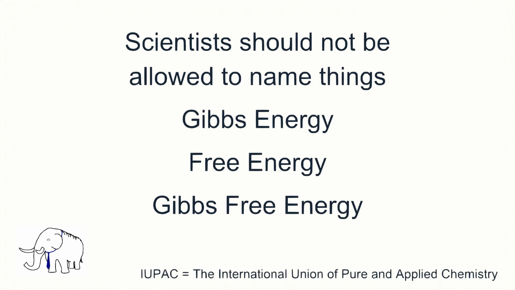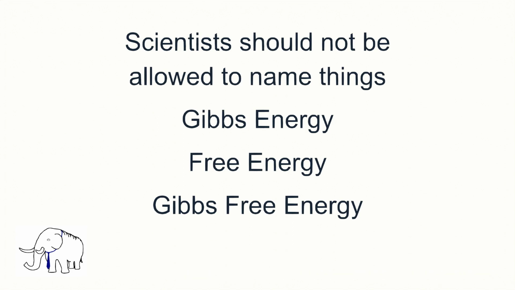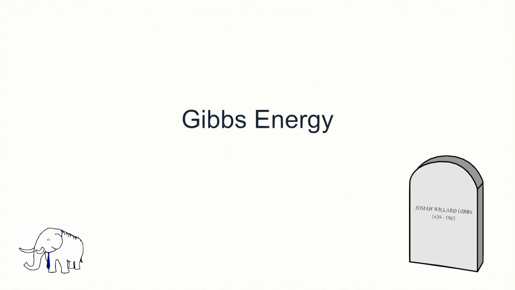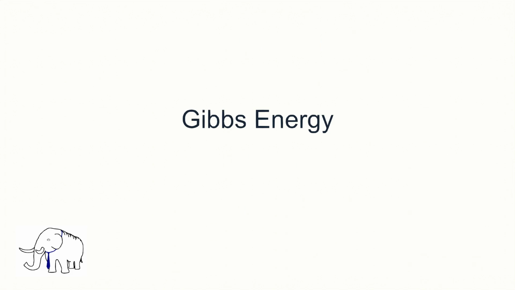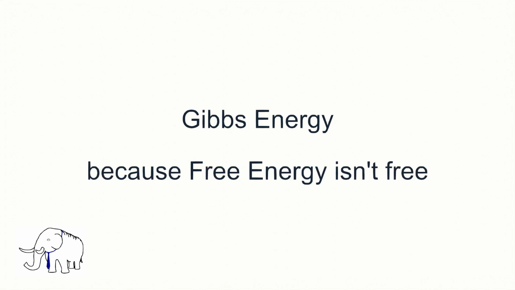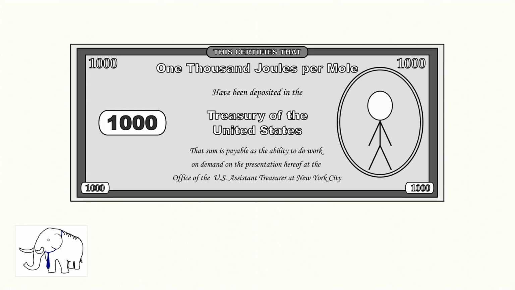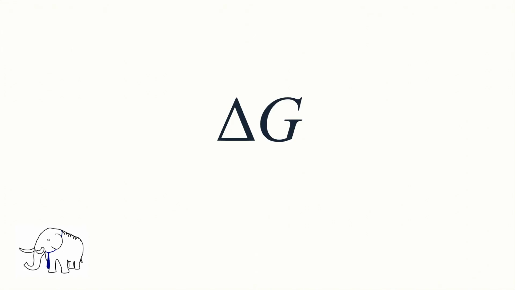The IUPAC says the preferred terminology is Gibbs energy, named after a dead person, Josiah Willard Gibbs. I'm not a huge fan of the term free energy in any case because free energy definitely is not free. Actually, Gibbs energy is like money because we can use Gibbs energy to pay for things. The delta G, the change in Gibbs energy, tells us if this particular process or reaction is the kind that releases energy, and if it's the kind where we can use that energy to do work, or whether this is the kind of process or reaction that costs energy.